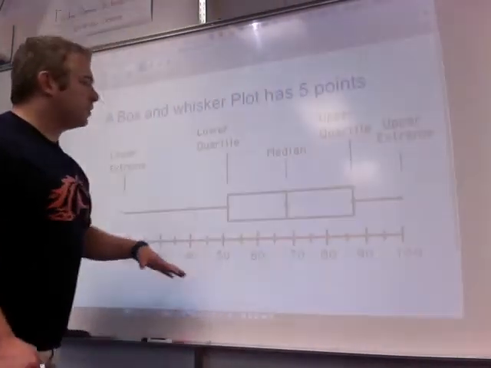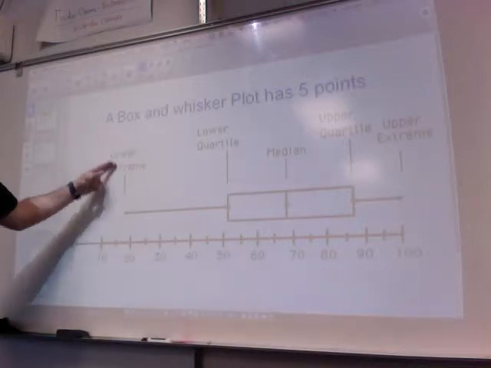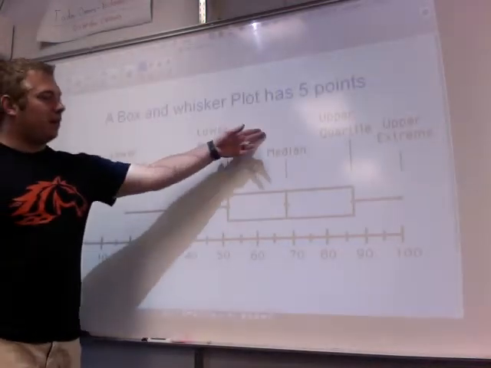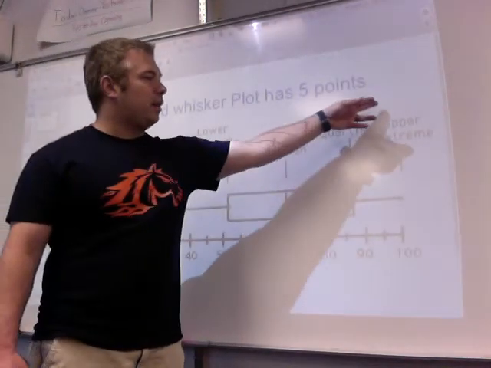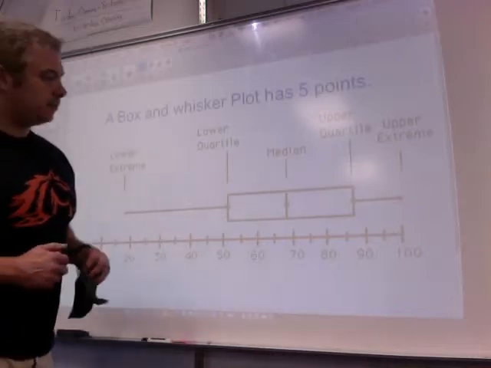Alright, so here's just another version of what a box and whisker plot has. If you want to see a different visual: lower extreme, lower quartile, median, upper quartile, upper extreme. Box and whisker plots have 5 points.